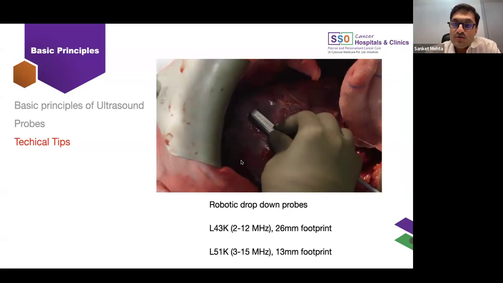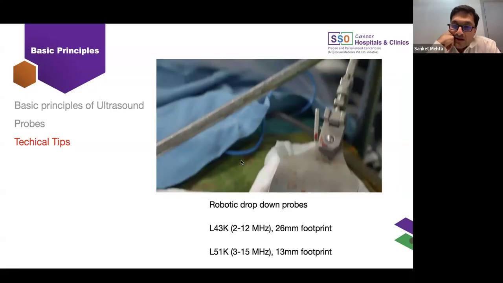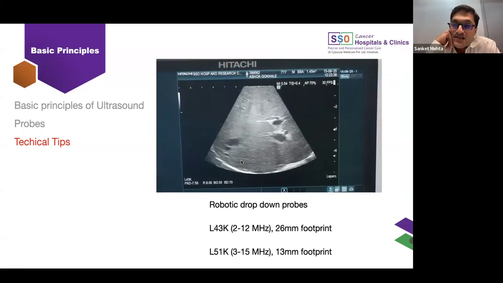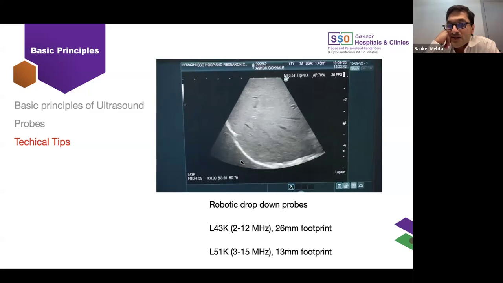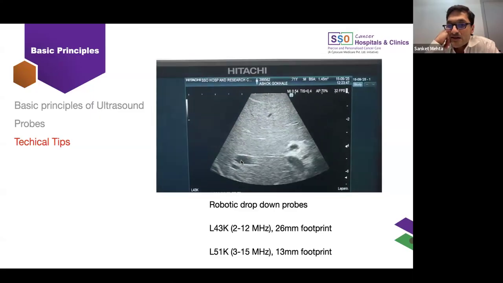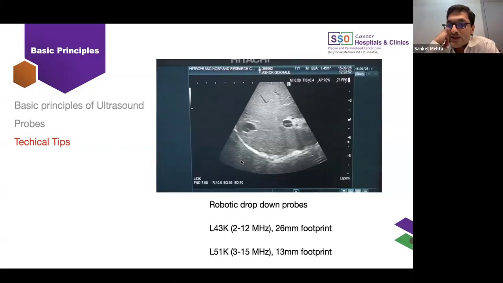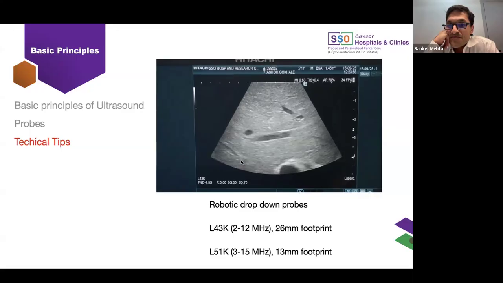The robotic probe can also be used in open surgery because it's a wide array probe. It's from 2 to 12 megahertz range. You can use it to see lesions which are very close to the surface or which are very tiny, because the magnification and the resolution can be changed to ensure that we can access those lesions or lesions which are not easily picked up by the other probes.